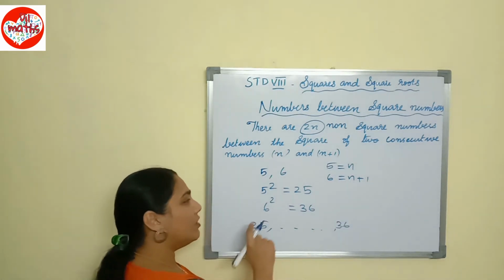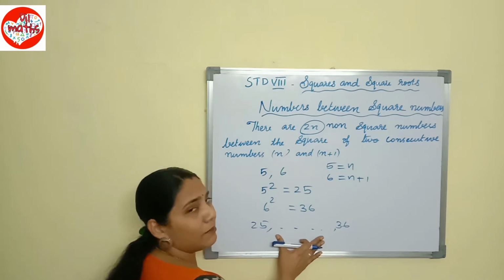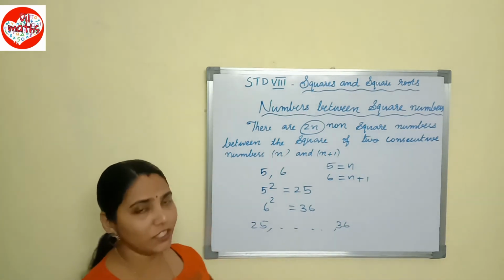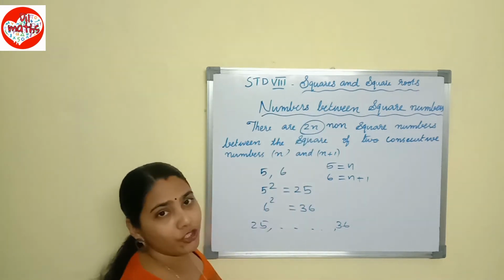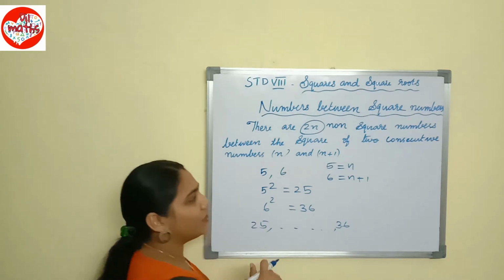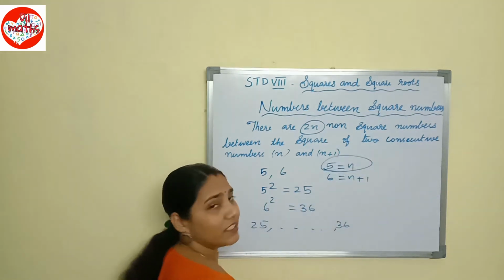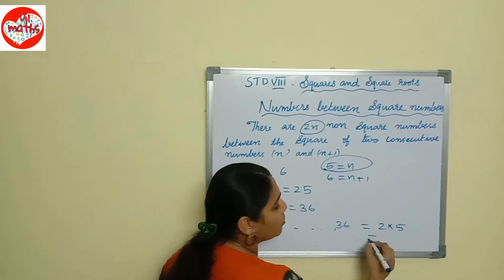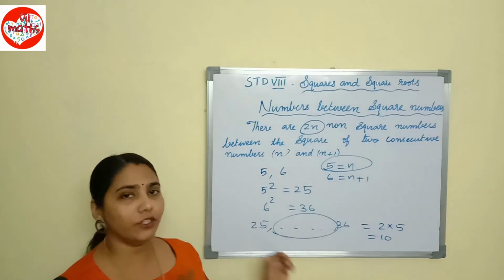So we should find out how many non-square numbers there are in between 25 and 36. What is the formula for that? You should multiply 2 with n. 5 is n here. So what is the answer? 2 into 5 is equal to 10. That means 10 non-square numbers will be there in between 25 and 36.